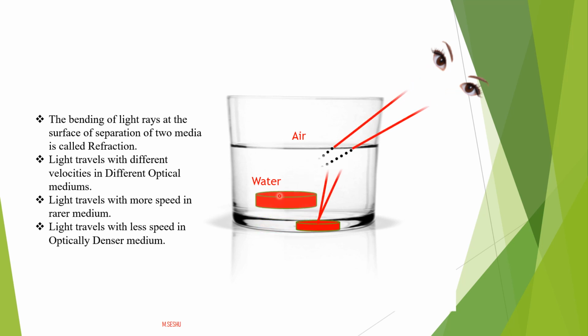So the main scientific principle behind it is refraction. Children, are you clear about that? What is refraction? The bending of light rays at the surface of separation of two media is called refraction. Okay, children, are you clear about that? Once again, you try to understand.